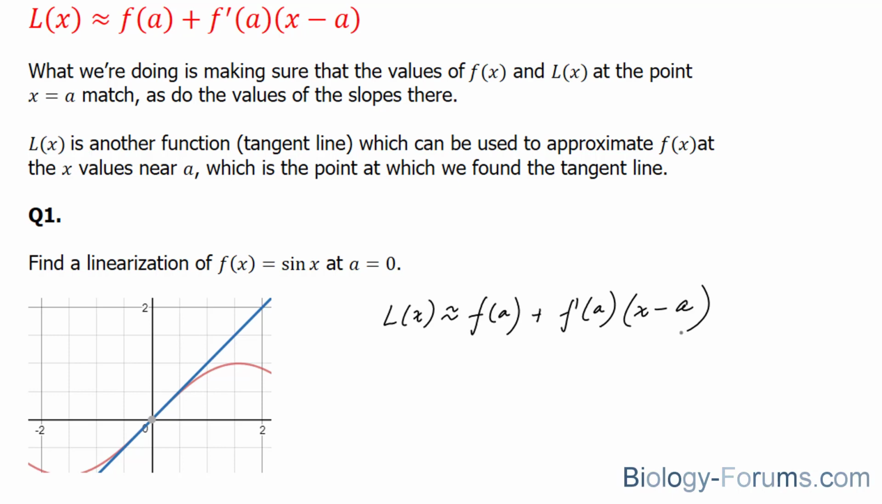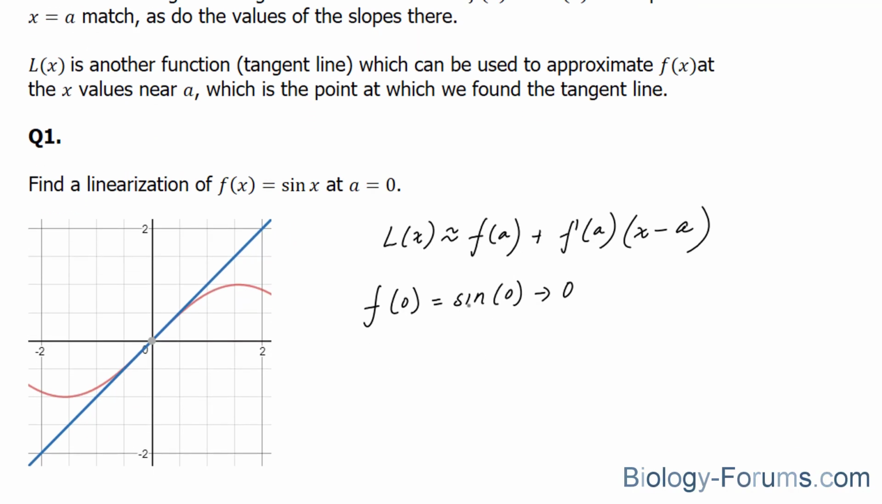Let's start off by finding what sine is at a. Sine at a is equal to 0, and you can confirm by using your calculator. And we're going to find that the derivative of sine is equal to cosine x, and now we will substitute that value of 0 into this, and we end up with 1.